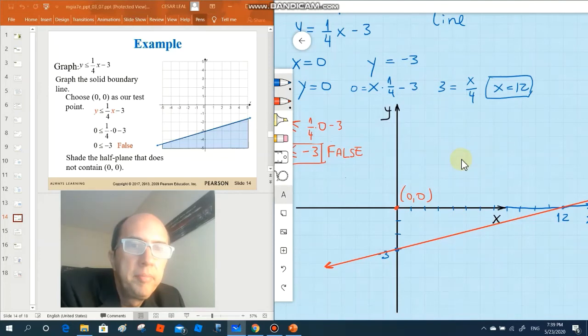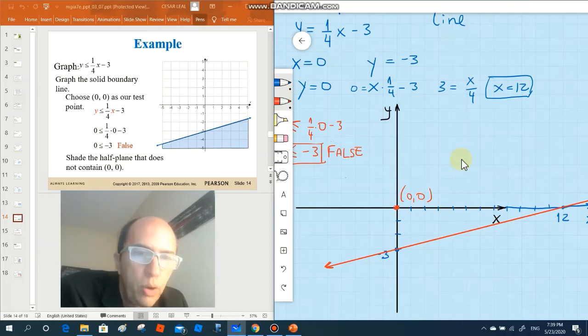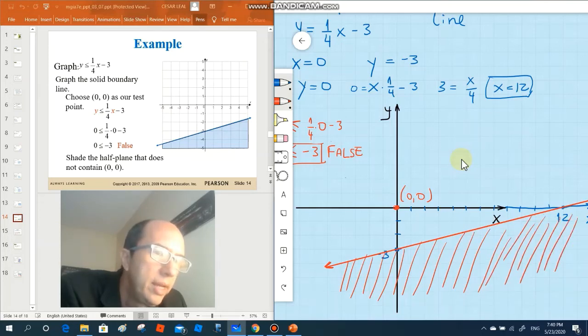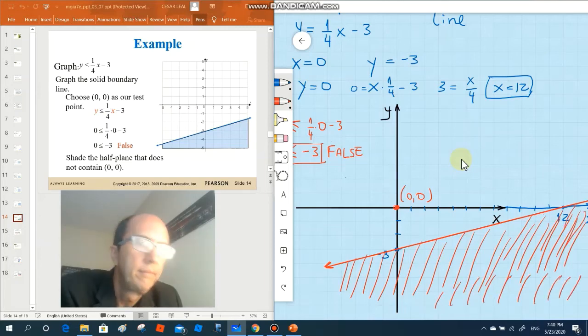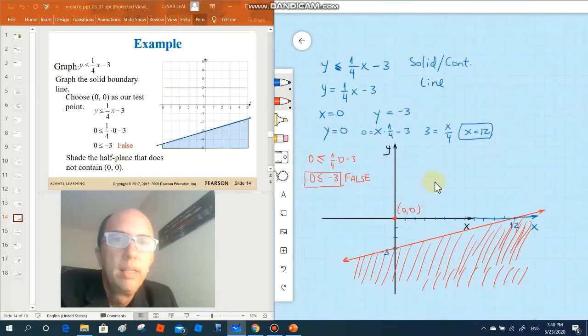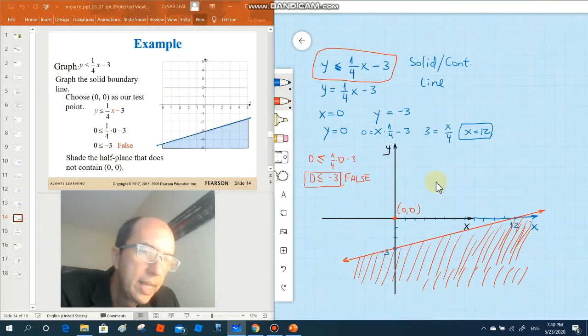What does it mean? If it is false, this point here is not in the right area. The right area is the other one. When it's false, you have to shade the other one, the area that does not contain the test point. So this area here is the representation of the inequality. The inequality y is less or equal than 1 over 4x minus 3 is represented by this area here.